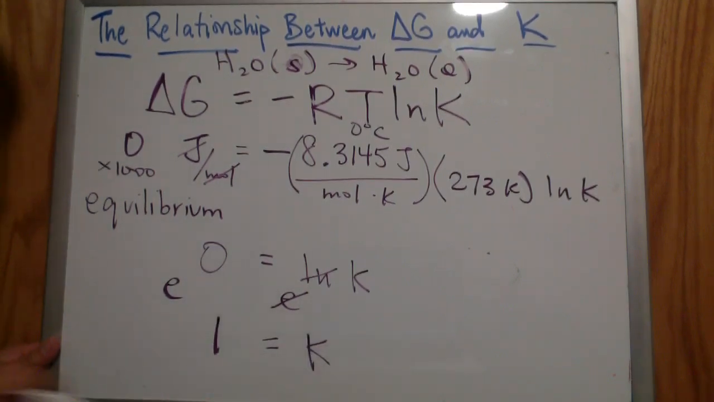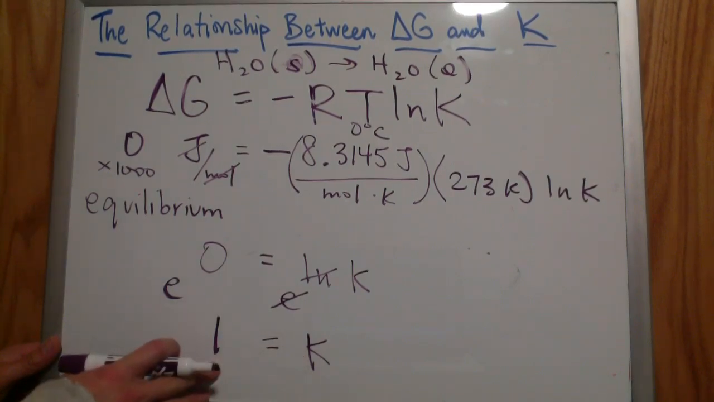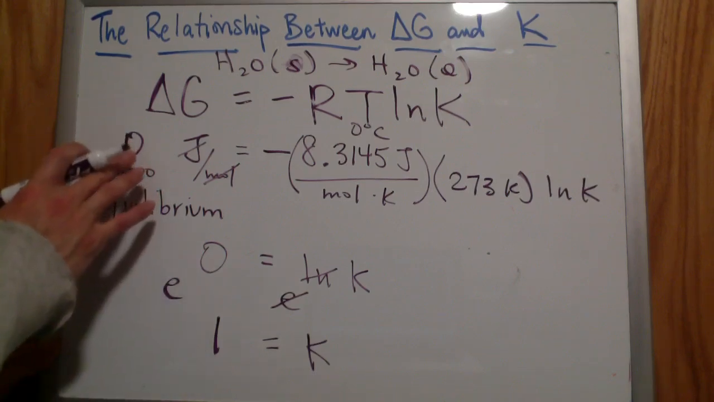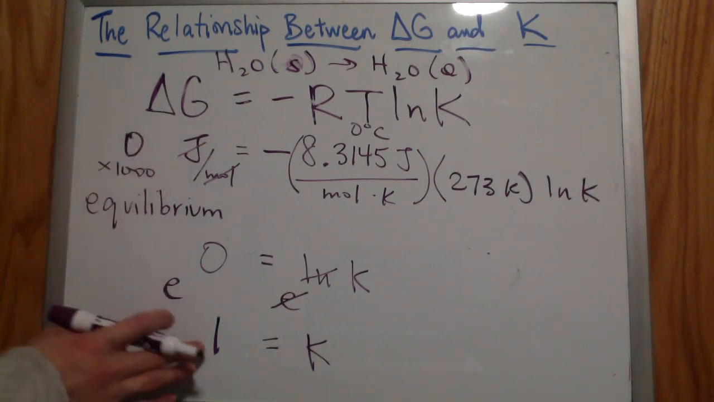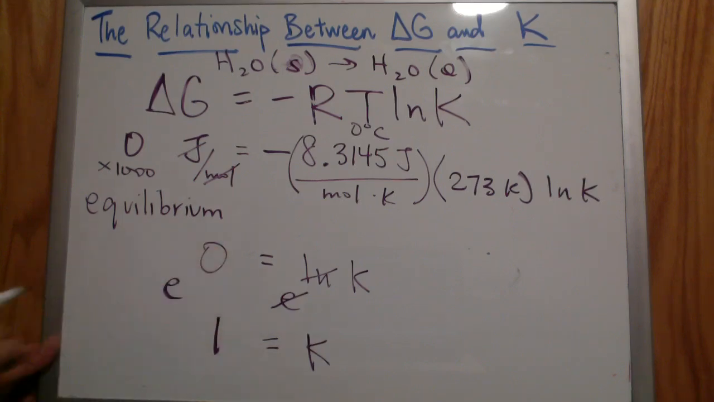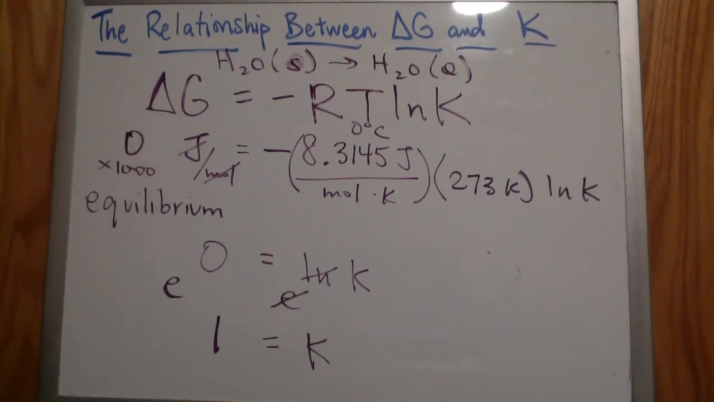Now at equilibrium, what we know about K is that reactants and products are both equally favored if K equals 1. And that's what happens. So when delta G was equal to 0, the K value is equal to 1 because neither reactants nor products are favored, or you could say they're equally favored. Now let's try another example where we're not at equilibrium, where we actually have a value for delta G.